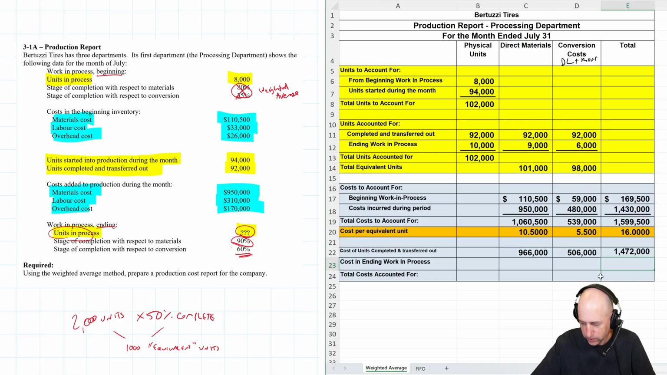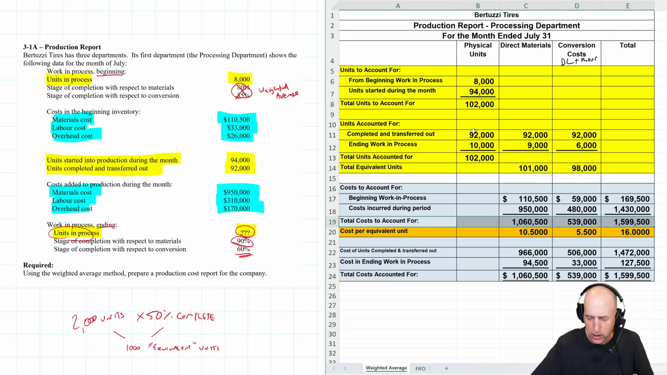Okay, so then I do the same thing here, cost and ending WIP. I take my cost, I multiply by the units ending WIP, 9,000. So 10.5 times 9,000 is 94,500. 5.5 times 6,000 ending WIP. So again, cost and ending WIP, I take the cost per unit times the ending WIP. So times 6,000, I add these together. The one thing left to do is to add down. 966 plus 94 is 1060. 506 plus 33 is 539. And 1472 plus 127 is 1599.